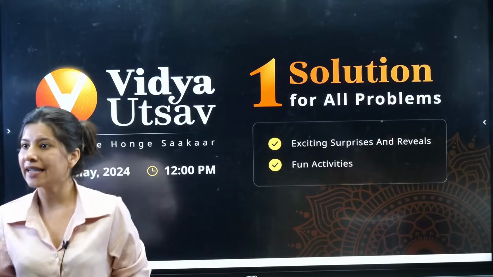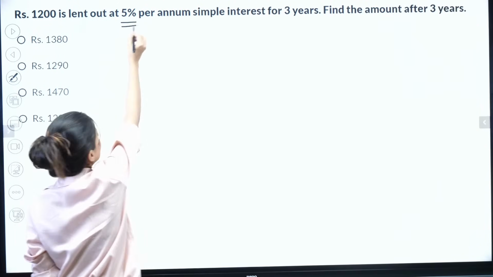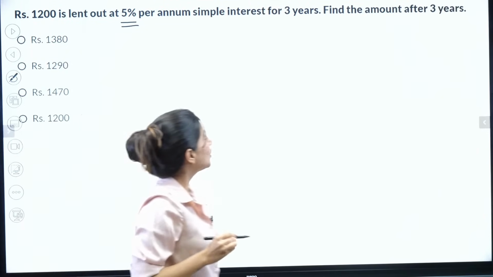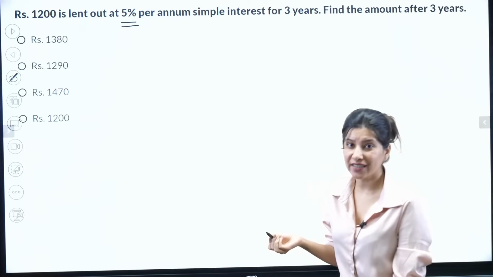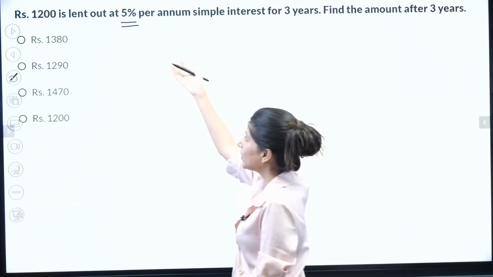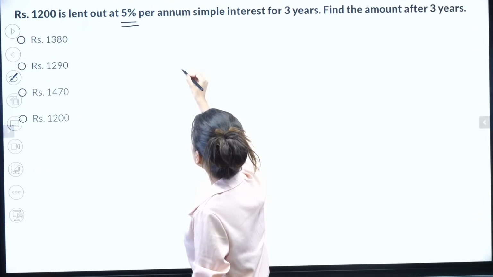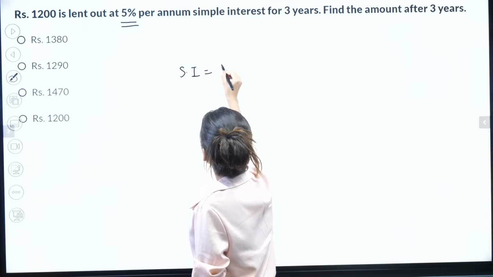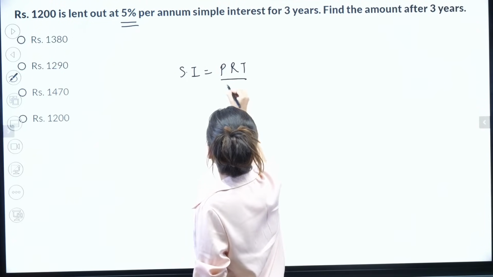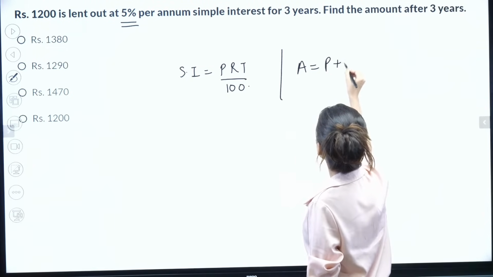1200 is lent out at 5% per annum simple interest for 3 years. Find the amount after 3 years. Very easy question. It is like a class 10 question. You know that simple interest is PRT upon 100, and your amount is nothing but principal plus interest.